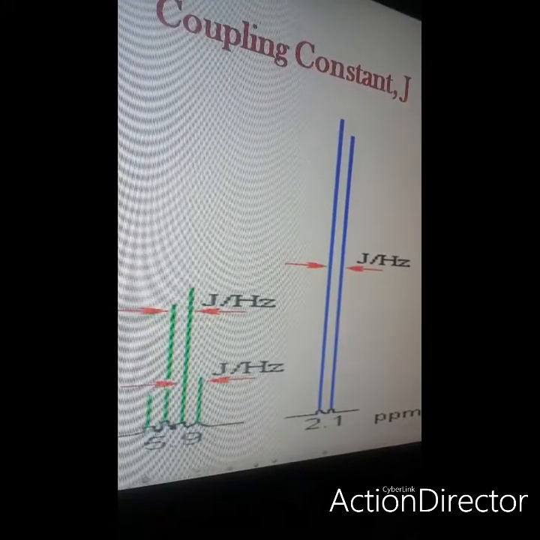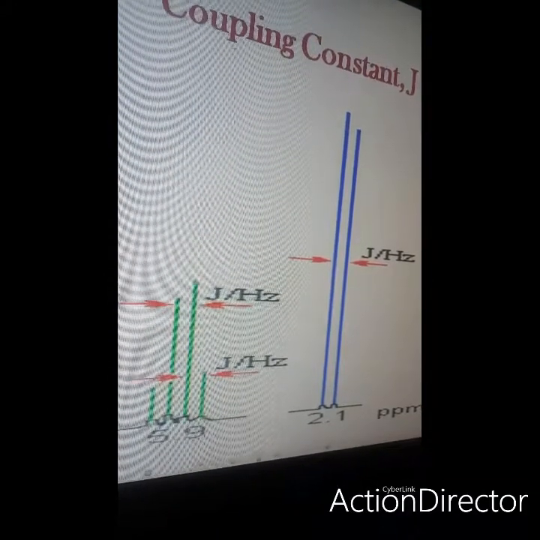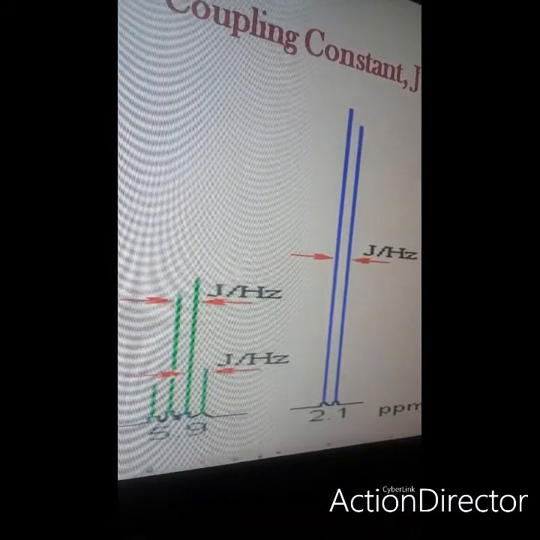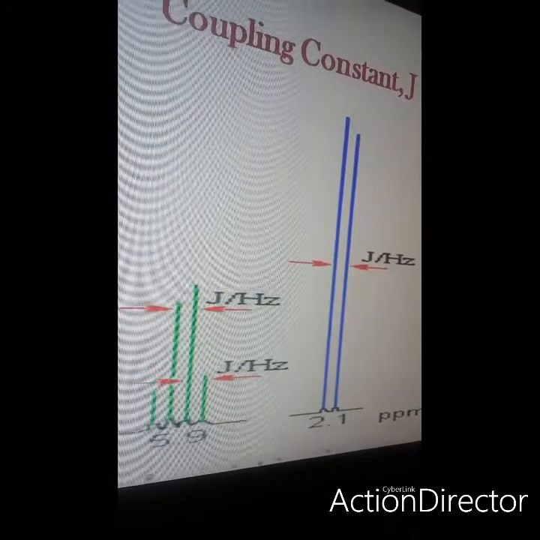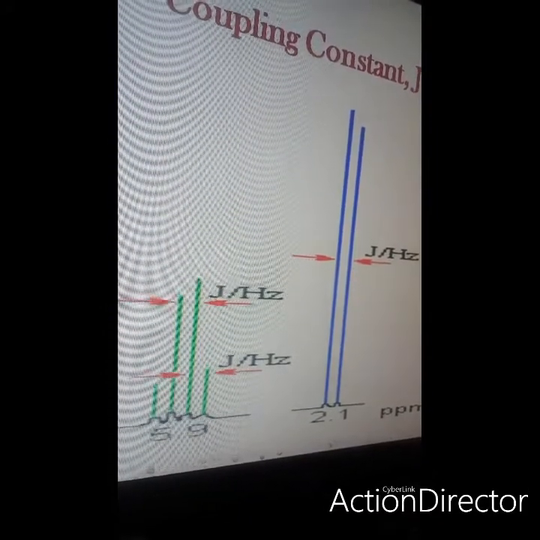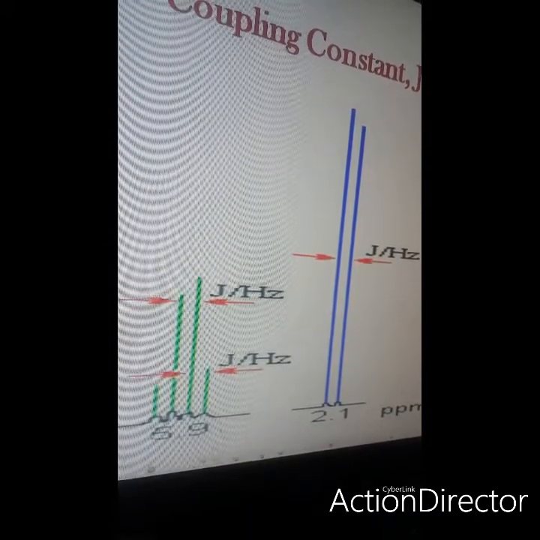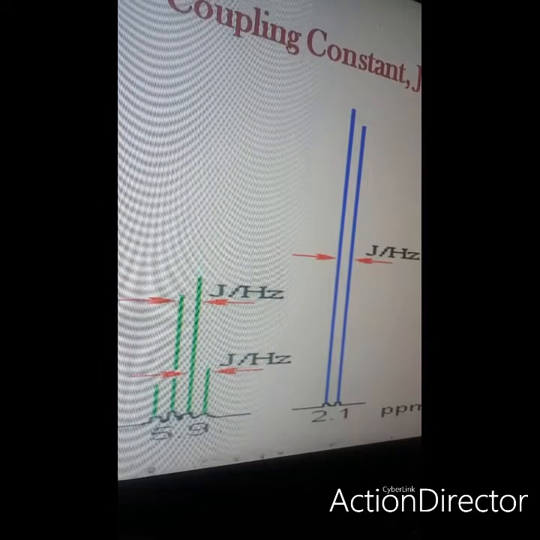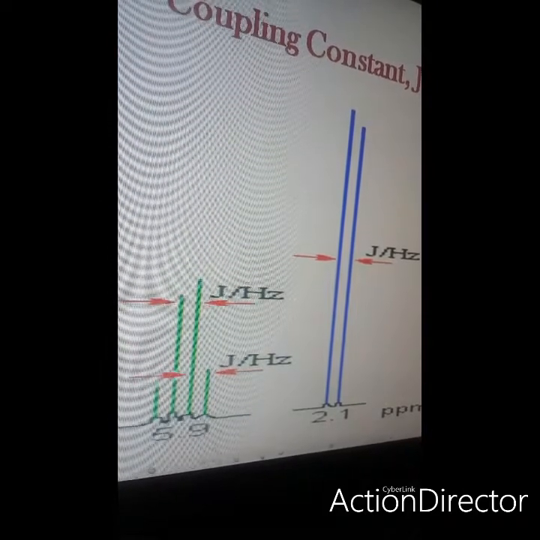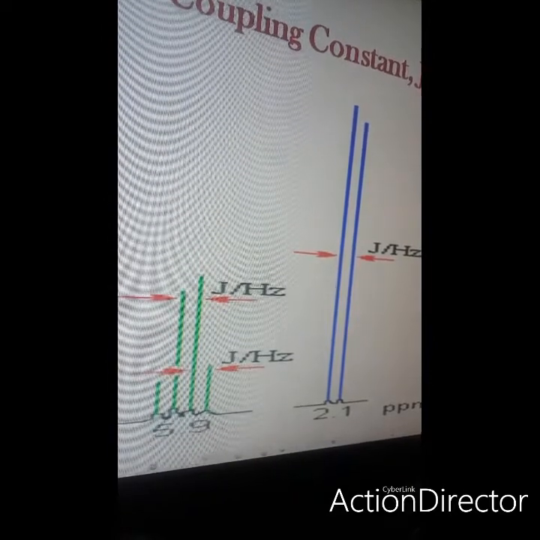The coupling constant value, that is the J value, depends on many factors. You have to see whether it is geminal coupling or vicinal coupling. If it is vicinal coupling, the protons will be separated by 3 bonds. If it is geminal coupling, they will be separated by 2 bonds. That is, geminal protons are separated by 2 bonds.